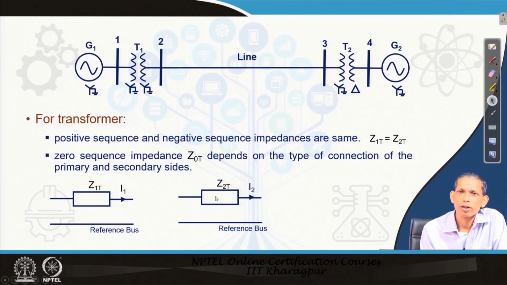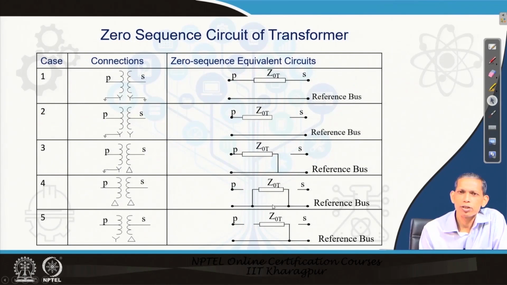Now, for the transformer, similarly, we have positive sequence and negative sequence components, and because it is passive, the negative sequence and positive sequence components are in general the same. Coming to the zero sequence components, this is different for the transformer case, as it depends upon the connections. If the connection is star grounded on both sides, the zero sequence component finds a path to flow to the line and to the ground on both sides.